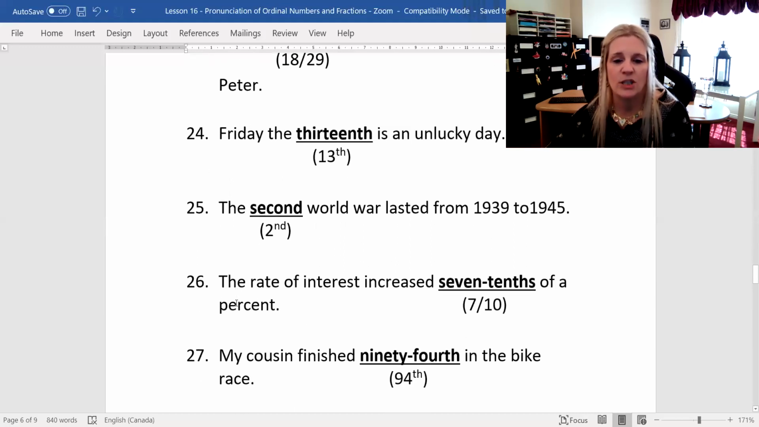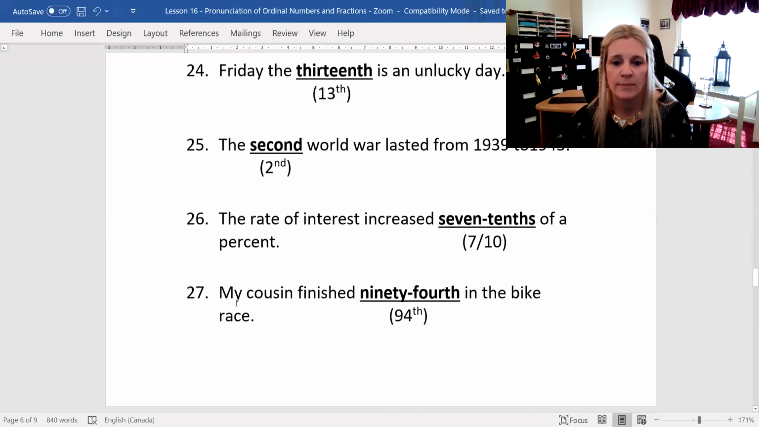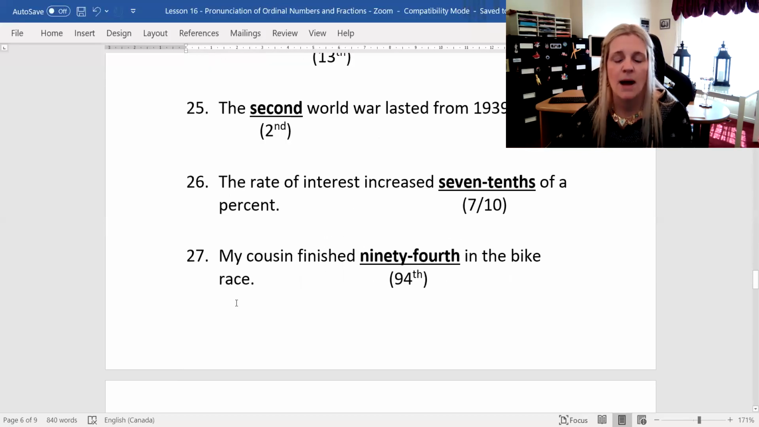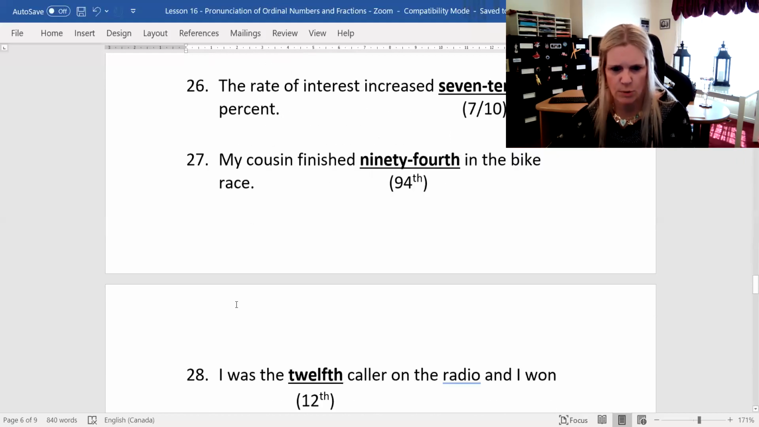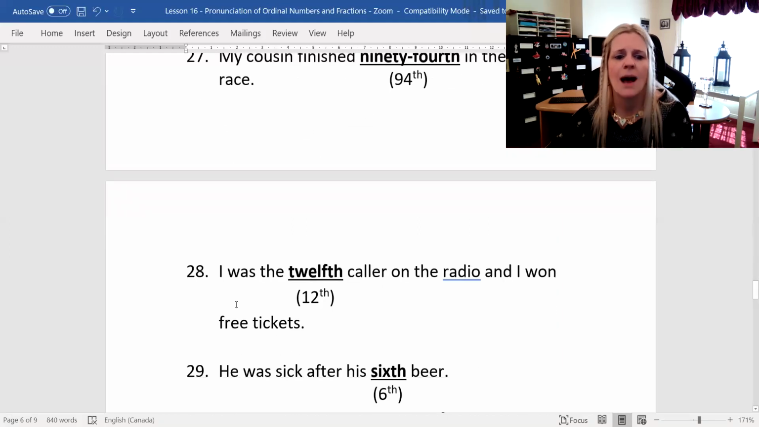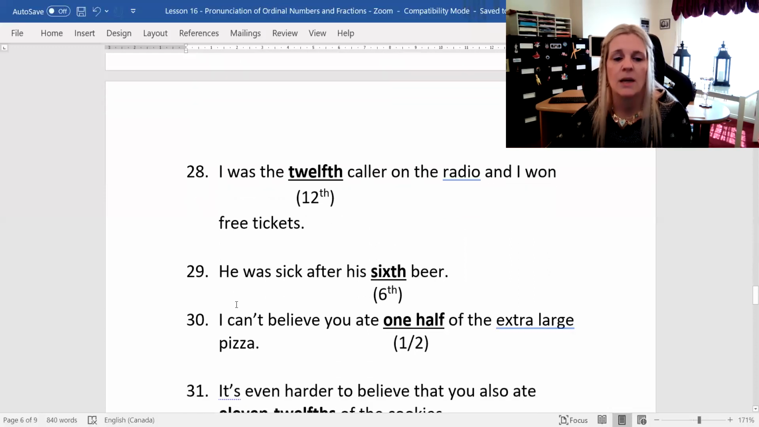The rate of interest increased 0.7%. My cousin finished 94th in the bike race. Excuse me. I was the 12th caller on the radio and I won free tickets. He was sick after his 6th beer.